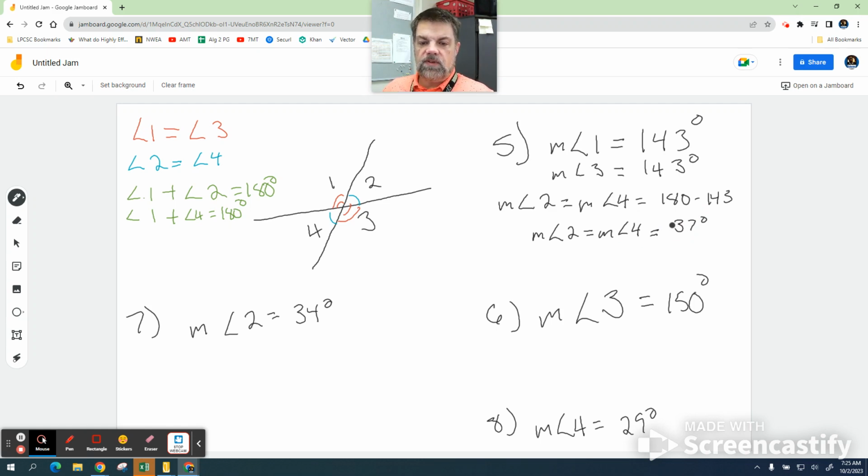Now, if we jump down to number 6, it's the same thing. The measure of angle 3 is congruent to the measure of angle 1. That equals 150. The other two have to add up to 180, so I say the measure of angle 2 is equal to the measure of angle 4, because they're vertical angles. But it's 180 minus the 150, which is 30 degrees.